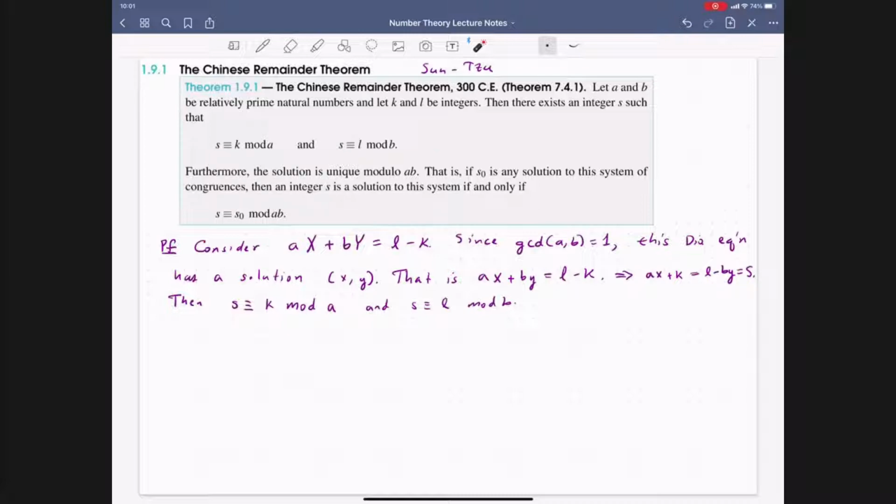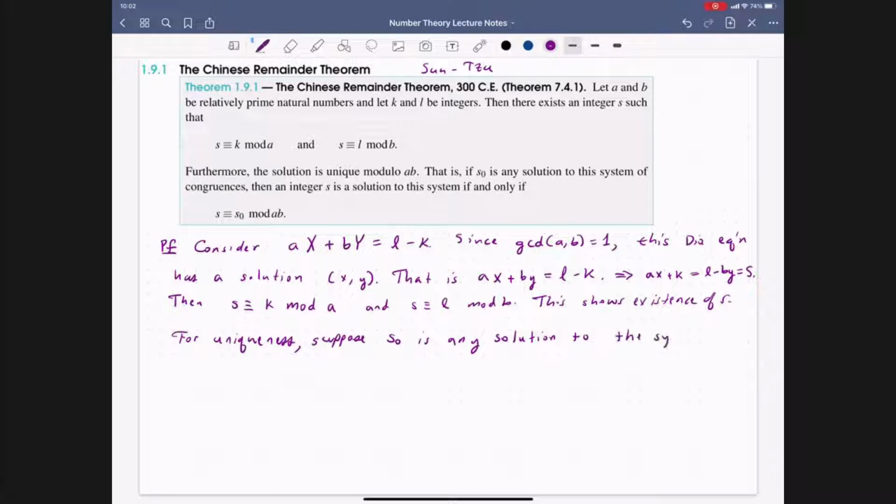So let us prove now uniqueness. So this shows existence of s. For uniqueness, we want to show that this is unique modulo a times b. So let's suppose that we have another solution. So suppose that s naught is any other solution. Actually, any solution, let's not say other, because it could be the same, which is what we want to show, is any solution to the system of congruences.